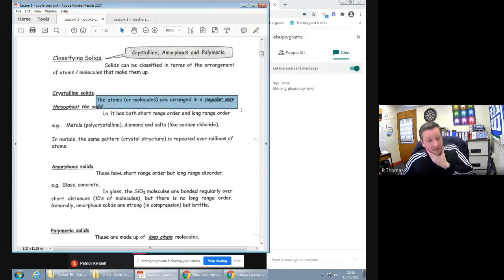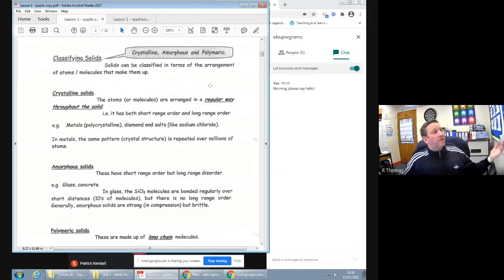In a crystalline solid, we have a regular lattice of atoms, just like you would have been introduced to atoms in a solid back in year 8. We say it has short range order and long range order, which means that lattice formation goes pretty much throughout the solid. Examples of crystalline solids are metals and diamond, because in a metal, the same pattern is repeated over millions of atoms.